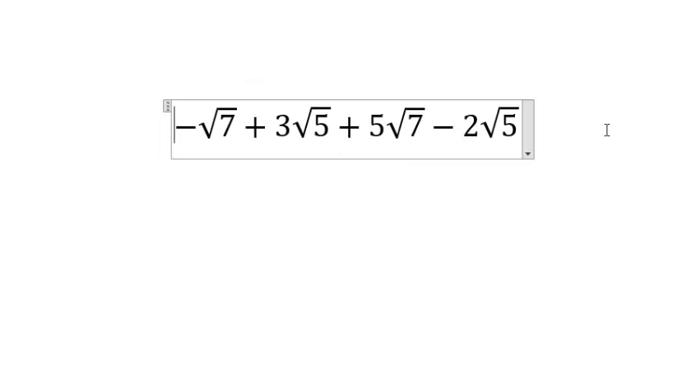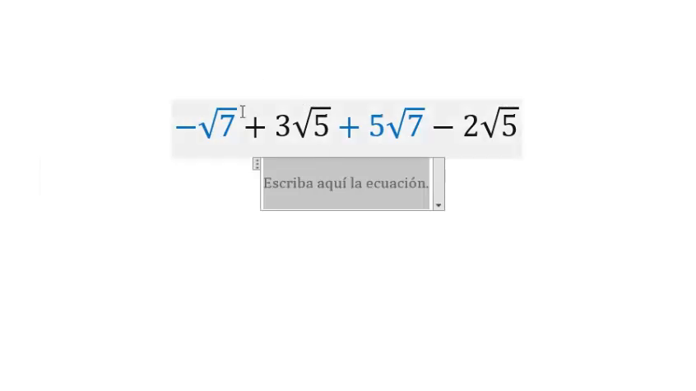Okay, I will have negative square root of 7 plus 3 square root of 5 plus 5 square root of 7 minus 2 square root of 5. Okay, in the beginning you might see this as difficult. All you need to do is find the square roots that are the same. Okay, I'm going to color these ones in blue, so that you see that they are the same. They're both square root of 7, yes, and these ones are in black, so you're going to see that they're both square root of 5. So all you need to do is operate them. Okay, that's all you need to do.